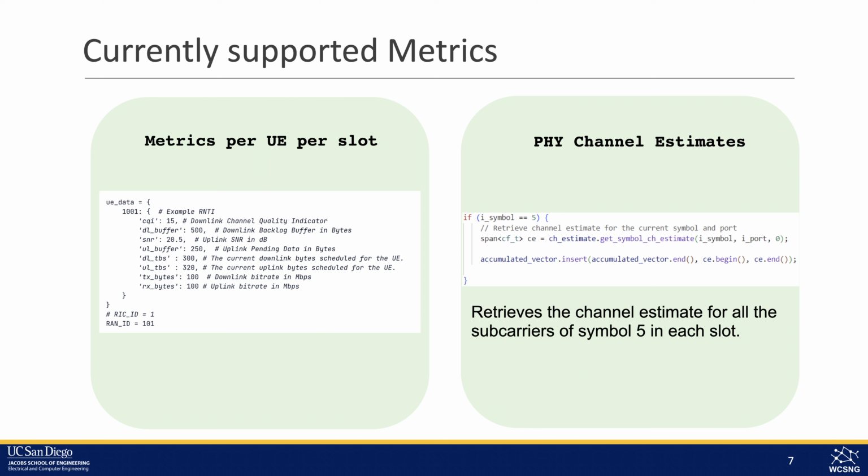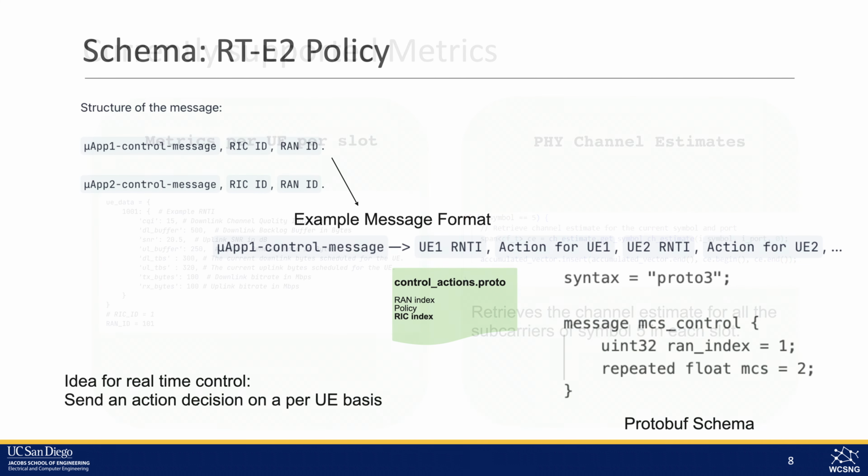On the other side, on the control side, which is the messages going from EdgeRIC to the RAN, which we call the RTE2 policy, what does the structure of the message look like? For each micro app, you have the micro app 1 control message, and at the end of the message is again the RIC ID and the RAN ID. And what is the structure of each of these micro app control messages? It is the UE identifier, and the corresponding action for that particular UE, and so on.